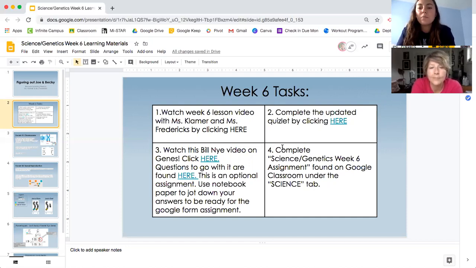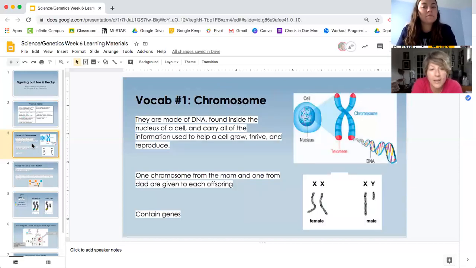And then the fourth thing will be to complete your Google form called Science and Genetics Week 6 assignment. That's under the Science tab, as we've been doing the past few weeks. And then you'll be done with week 6. Looks pretty easy.